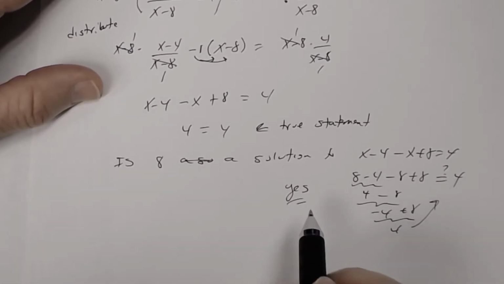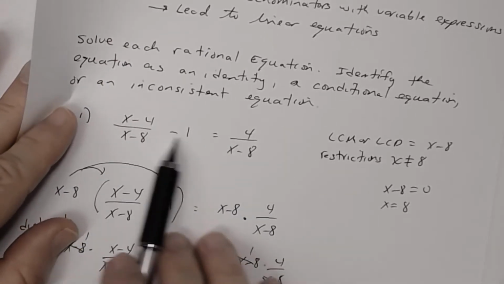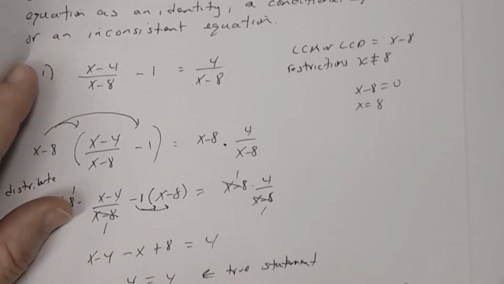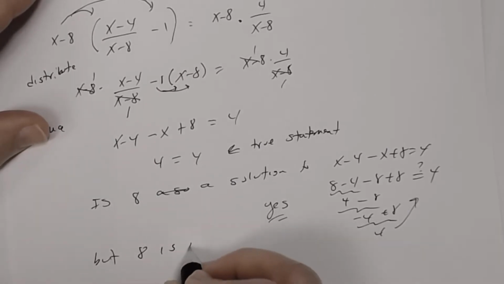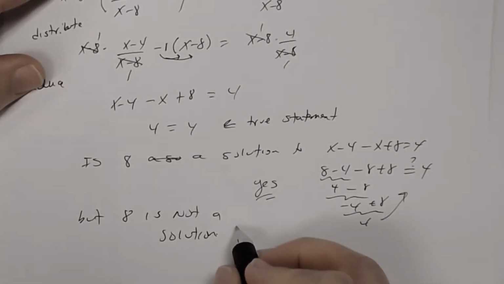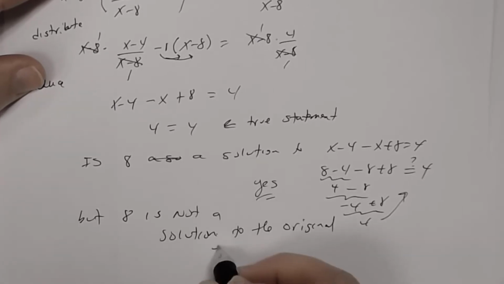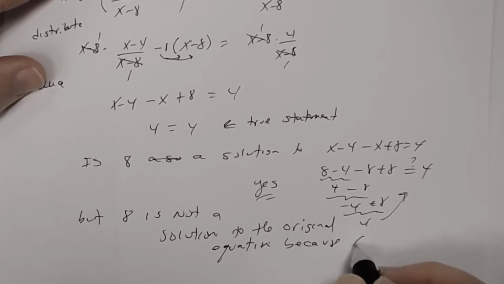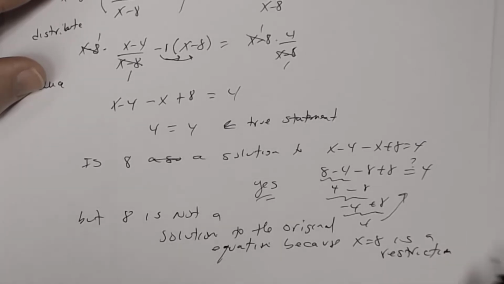But is 8 a solution to the original equation? The answer is no, because that was a restriction. Okay, so that was a restriction. So here's how we say this now. 8 is not a solution to the original equation, because x equal to 8 is a restriction.